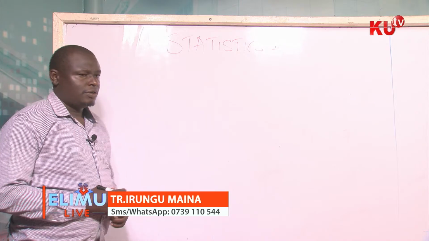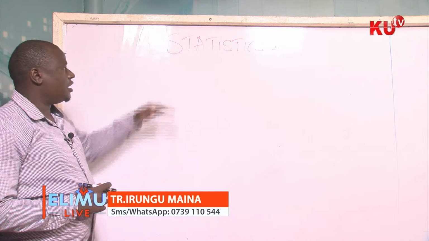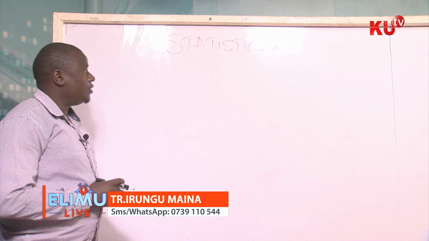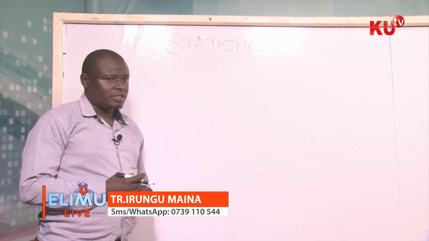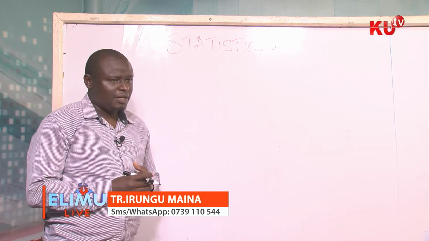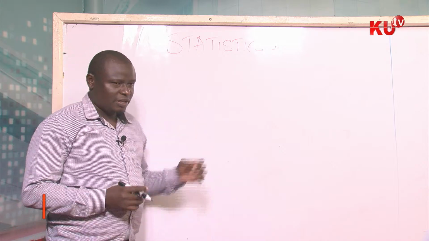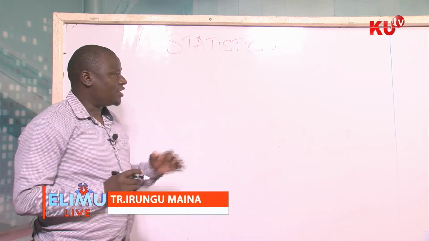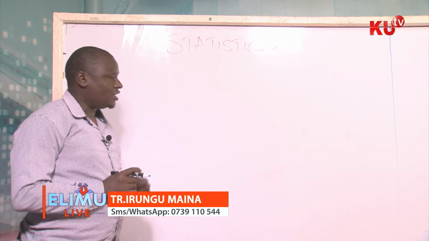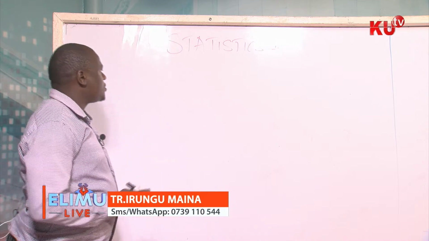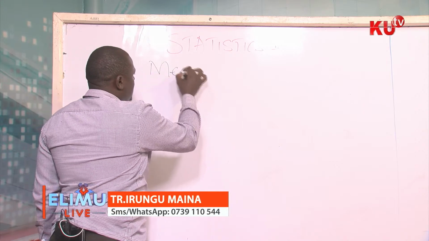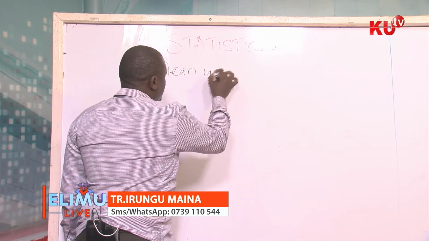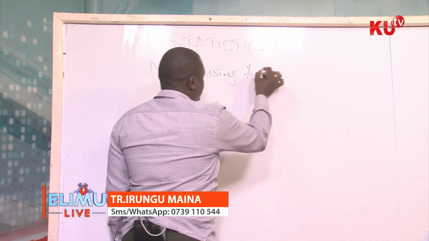Mathematics lesson. We want to look at a topic in Form 4. This is Statistics 2. This is a topic that has given some students some problem, but I want to assure you that by the end of the lesson today, we are going to have a grip on how to find certain parameters. Today I want us to look at mean using assumed mean.